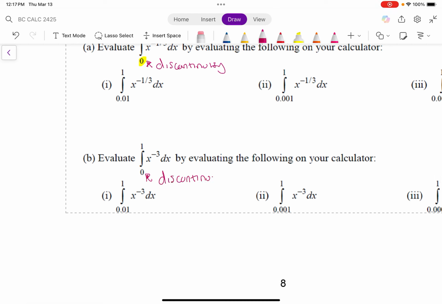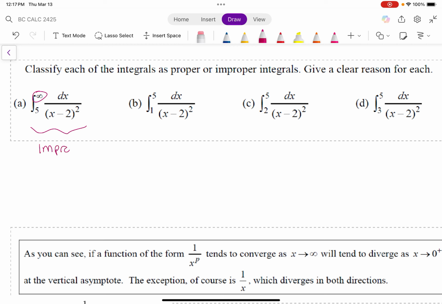This one's clearly improper because it has an infinite limit of integration. Those are obvious. This one here is harder to spot. It is improper because there's a discontinuity at x equals 2, and notice that in the interval 1 to 5, 2 is right in the middle. So there's a discontinuity interrupting this graph, so that would also be improper.